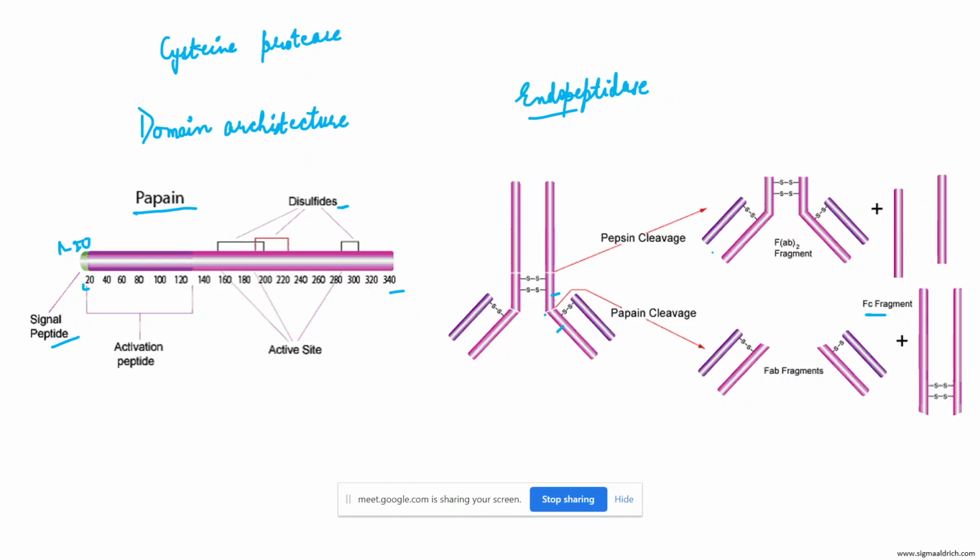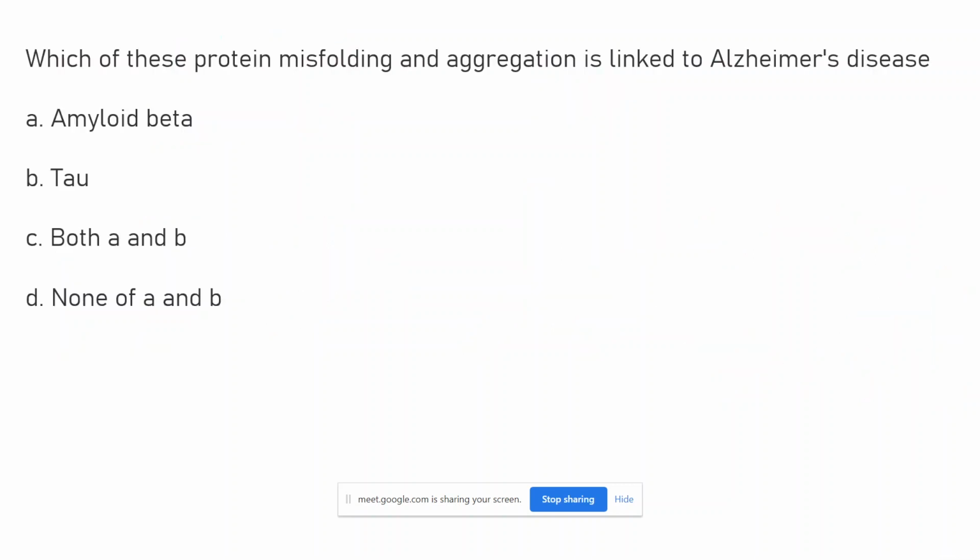You must have heard about another enzyme, pepsin. Pepsin cleavage is different, so for different purposes we have these two different kinds of enzyme. But the enzyme in question here, papain, is used for separating the Fab fragment from the Fc fragment. Now, next question.